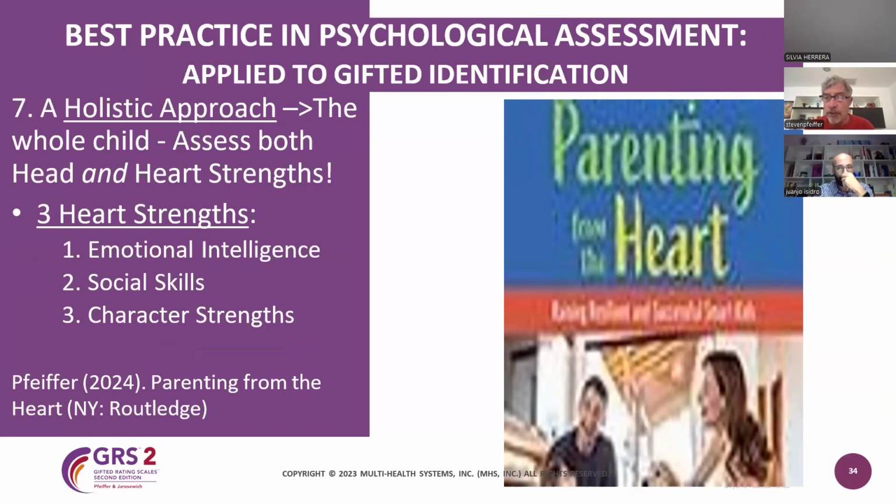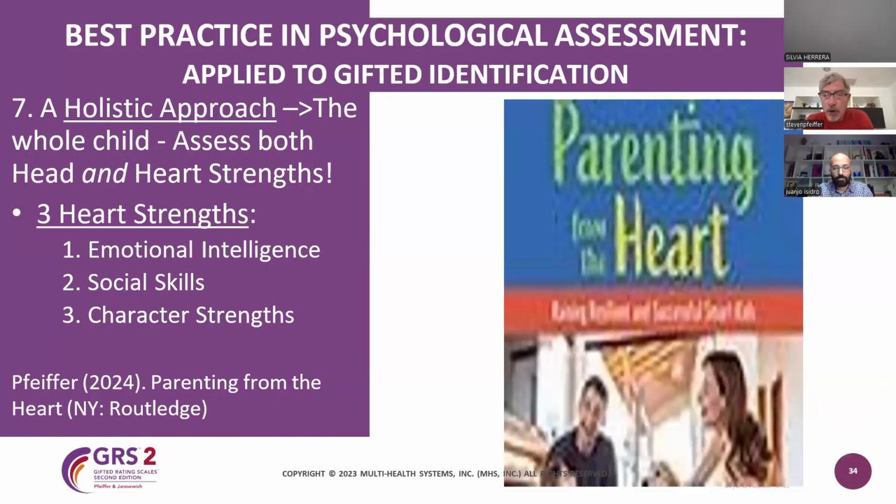I believe strongly that we should embrace a holistic approach, looking at the whole child. In my book here, Parenting from the Heart, I talk about both head strengths, like intelligence, creativity, problem solving, but also heart and soul strengths, like compassion and empathy, persistence, not giving up, love of learning, the kind of personality factors that go into giftedness. So we should always embrace a holistic approach when we are screening for giftedness. Don't look just at the head strengths, intelligence and creativity, but look at the heart and soul strengths of the child also. We should always, as educators, look at the whole child.